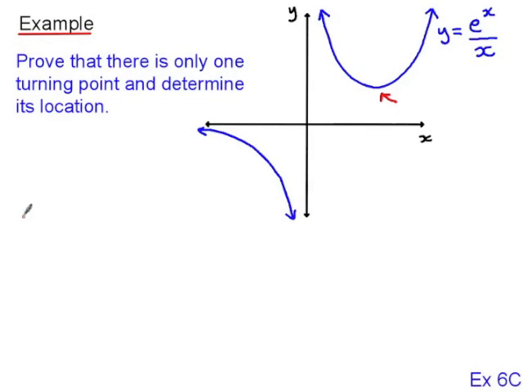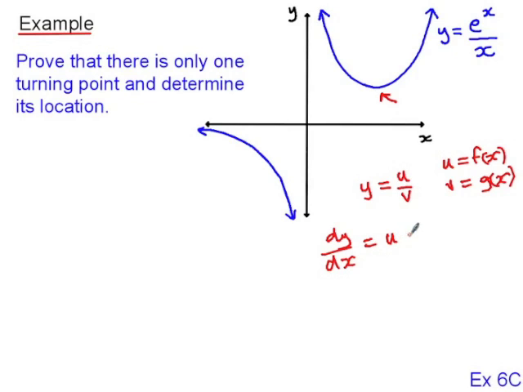That means differentiating. So if we take our y equals e to the x over x, notice that it's a quotient, so I'm going to use the quotient rule. Remember, for the quotient rule, if you've got y is u over v, where u and v are functions of x, then dy by dx is u dash v take v dash u all over v squared.